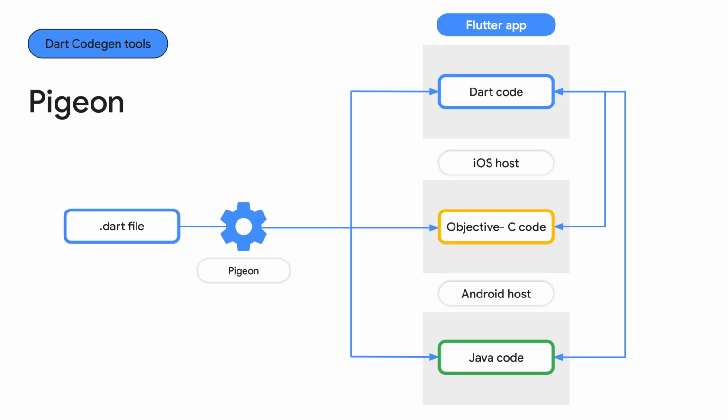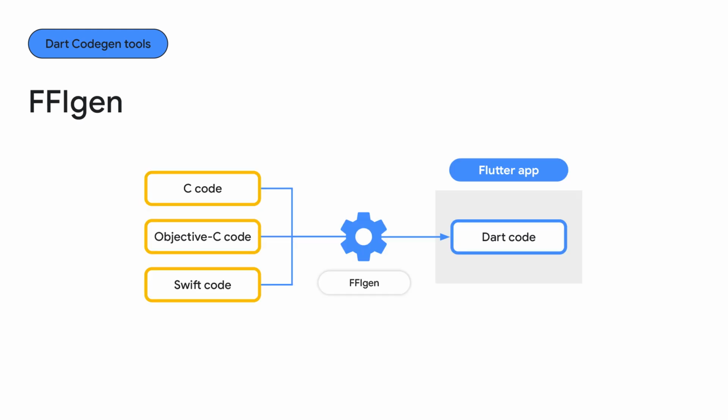Pigeon is a faster, type-safe way of developing Flutter plugins across multiple platforms because it creates a unified interface that can be used to communicate between Flutter and native Android, iOS, and desktop platforms. On the other hand, FFIGen automatically generates Dart bindings to access C, Objective-C, or Swift libraries directly with Dart, so you don't have to touch the native side of the code.